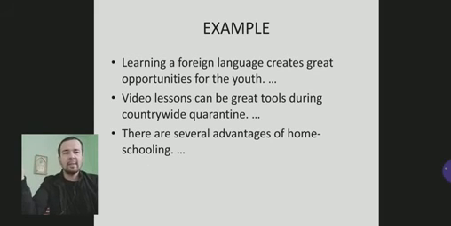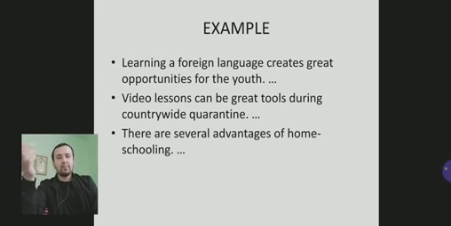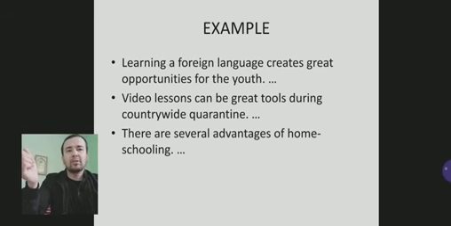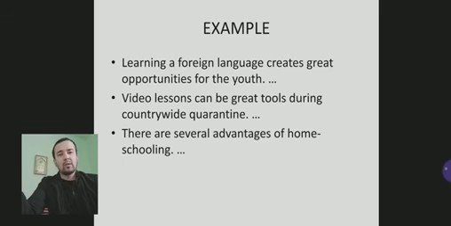Let's talk about the examples for this topic sentence. For example, the first one: learning a foreign language creates great opportunities for the youth. So this is our topic sentence. If you ask me what is a paragraph, I would say one paragraph is one idea. So this is important to keep in mind. So one paragraph, one main idea, one idea. If you include the second idea in this paragraph, this is the worst paragraph.